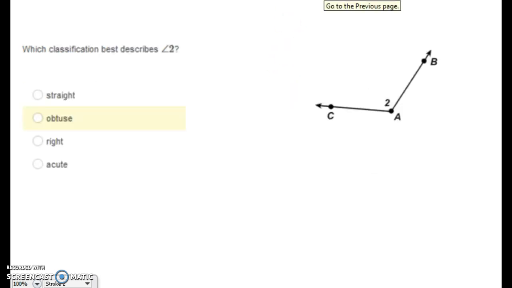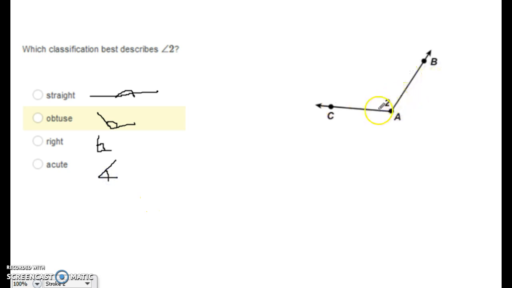Alright, which classification best describes angle 2? Well, remember, a straight angle is 180 degrees, it forms a straight line. Obtuse is anything greater than 90. Right is anything that's 90 degrees exactly. And then acute is anything that's less than 90.